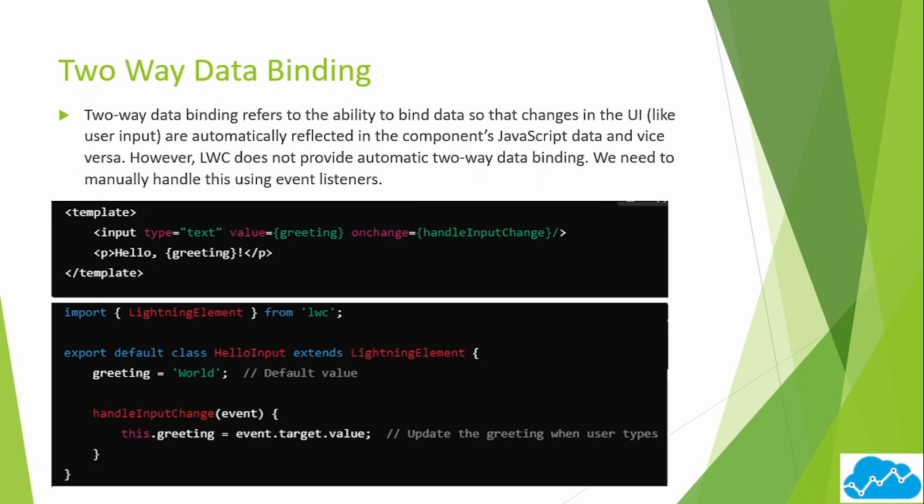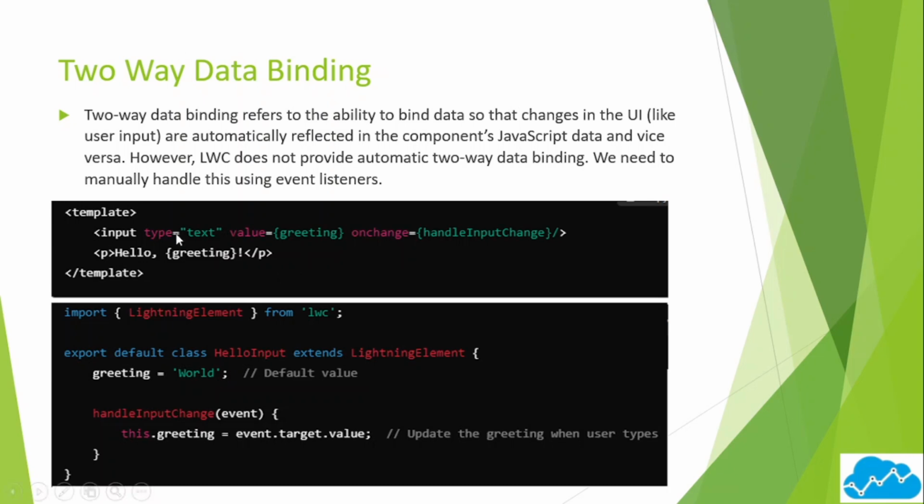Two-way data binding. Two-way data binding refers to the ability to bind data so that changes in the user interface are automatically reflected in the component's JavaScript data and vice versa. However, Lightning Web Component does not provide automatic two-way data binding. We need to manually handle this using event listeners. So to perform two-way data binding, we have to create events.